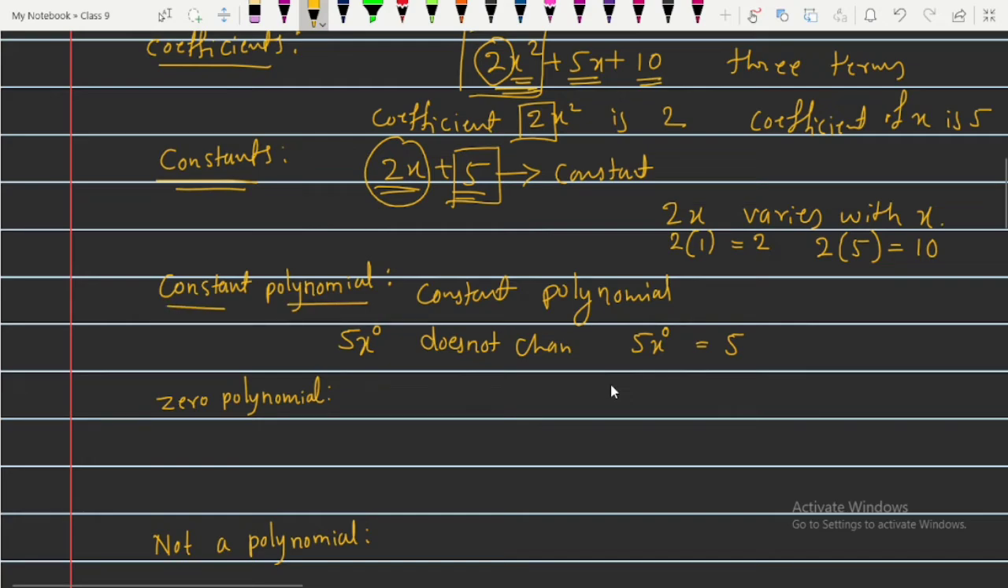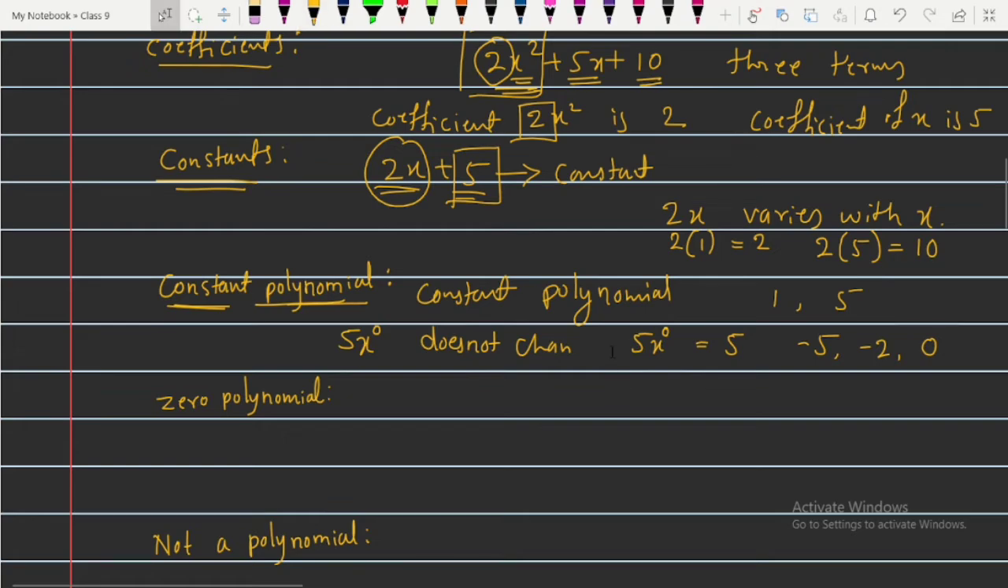For a constant polynomial, you can give any number as an example. Minus 5 is also a constant polynomial, minus 2 is also a constant polynomial, 0 is also a constant polynomial, and 1, 5, any number is a constant polynomial because its value does not change.